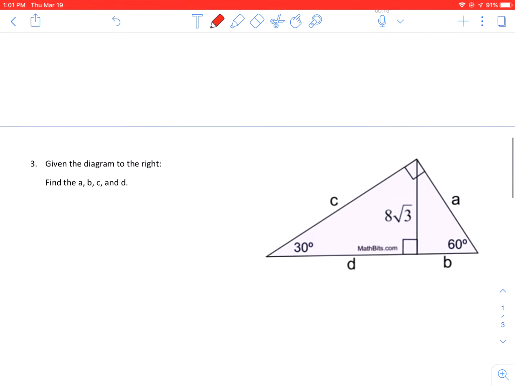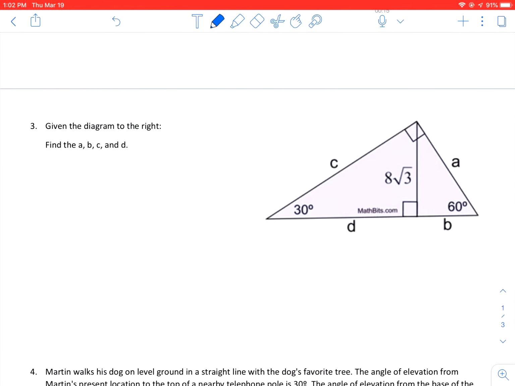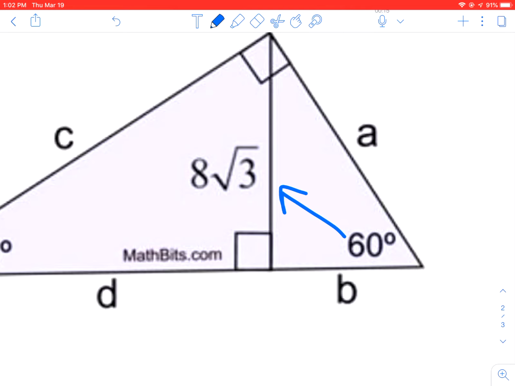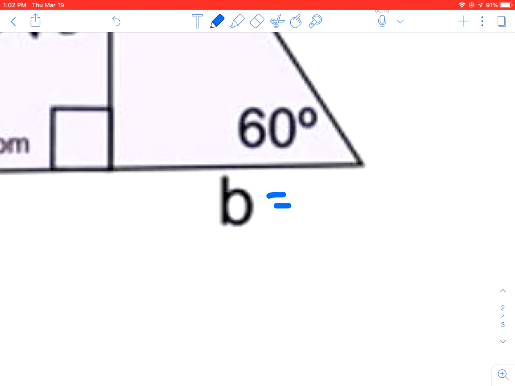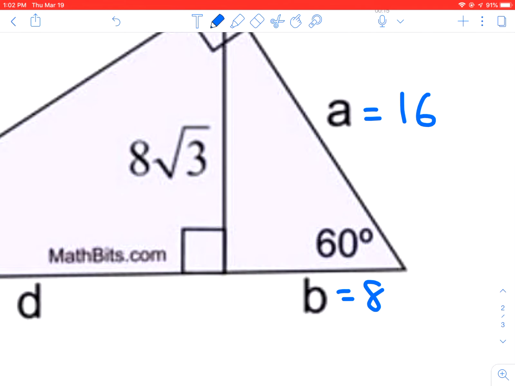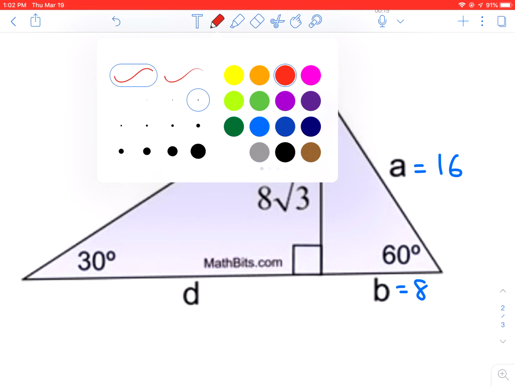Alright, moving on. Number 3 here. Let's take a look. Find A, B, C, and D. So we're given the 60-degree leg, or the leg opposite the 60-degree angle, which means that's the longer leg. And this is very simply 8 rad 3, 16. You can think of x, x rad 3, 2x. So that is very evident that we can just say 8 rad 3, 8 times 2 is 16.